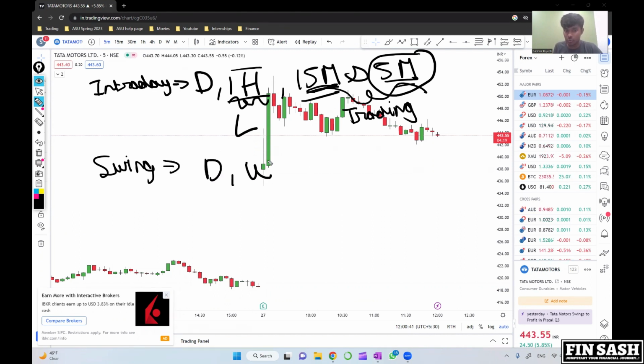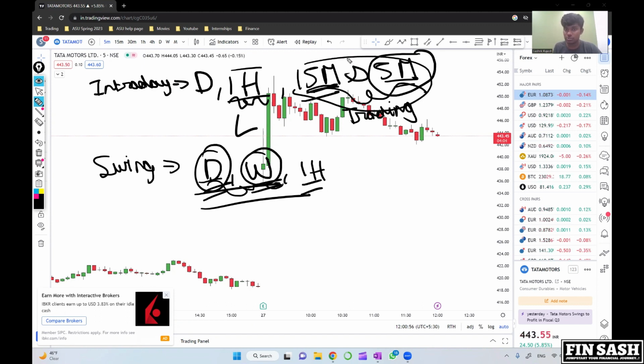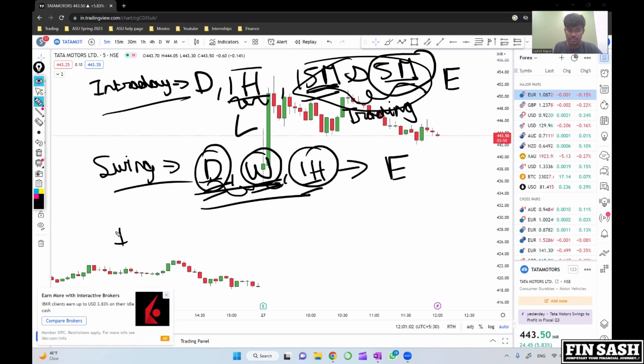Let's say swing trading. The daily and the weekly time frame is all you need, right? So you analyze in the weekly time frame and draw your levels and trade in the daily time frame. Or you can even enter in the 1 hour time frame. So these two are for entry in intraday, and the 1 hour time frame is the entry for swing.